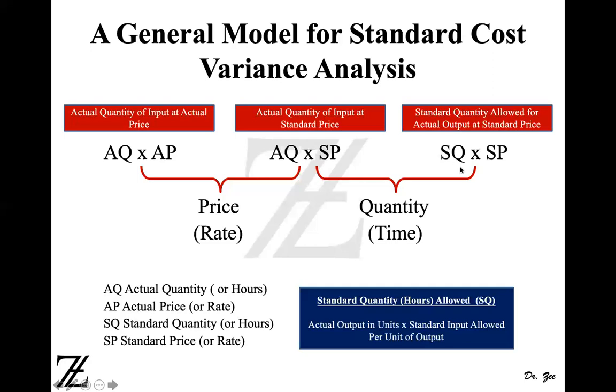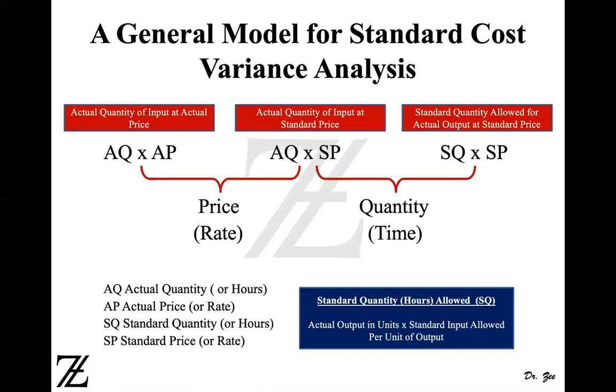And then here we have a standard quantity and a standard price. I already told you about the standard price. The standard quantity is the standard quantity allowed for actual output. So basically it's a combination of two things. It is the standard quantity of input at actual output. Okay, so as you can see here in the blue highlighted area, the standard quantity allowed or standard hours allowed is equal to the actual output in units times standard input allowed per unit of output.